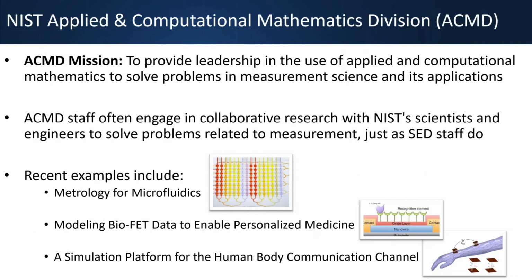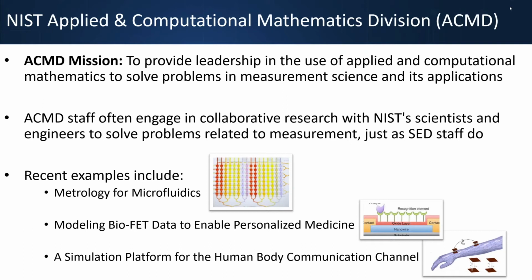So now, thinking about how our neighbors at NIST do things, we have the Applied and Computational Mathematics division next door to us, figuratively now. It used to be literally, which was very nice. And their role, like SED, is to provide leadership in the use of applied and computational mathematics to solve problems. And they often engage in collaborative research with NIST scientists and engineers as well. And they have problems that look to me much like statistical engineering problems in a lot of ways.